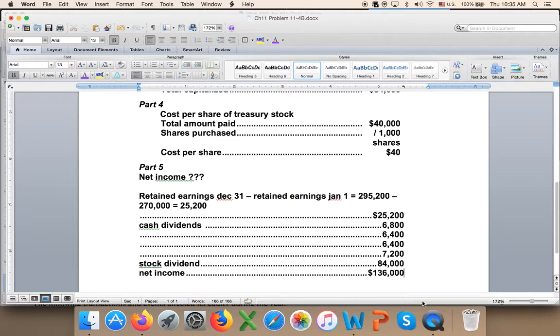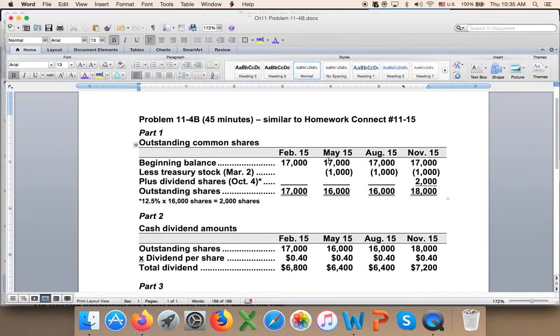All right, so I hope it's helpful. Again, you have problems 11, 12, 13, 14, 15, these 5 parts with just different amounts, but exactly the same idea. Good luck.